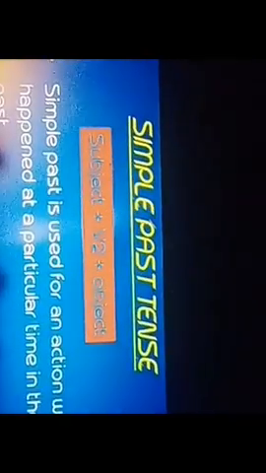Now let us move further. Now we have discussed all the presents. Now we are having simple past tense. Children, we make simple past tense with the help of subject plus verb second form plus object.